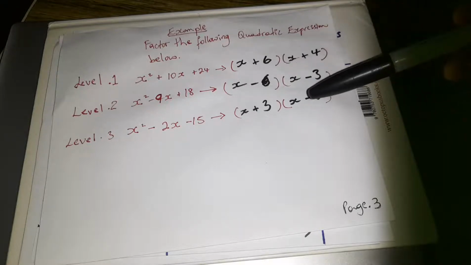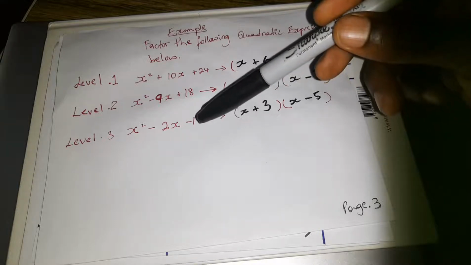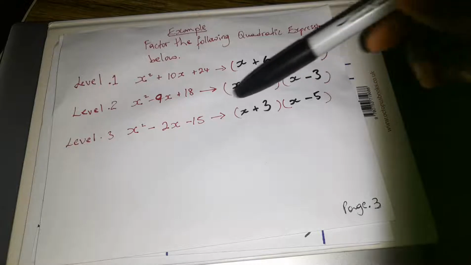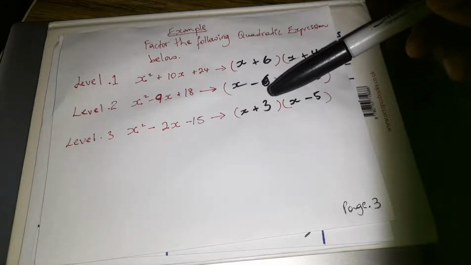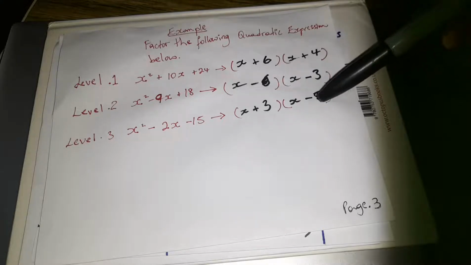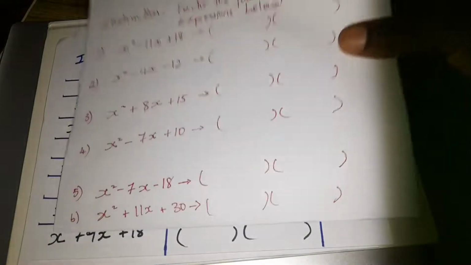For level 3 now, which two numbers you multiply give you 15, but when you subtract the smaller number from the bigger number, you get 2? The two numbers that work are 3 and 5. But always remember that the bigger number must go where the negative is. And that's the answer, as easy as that. Bam, done.